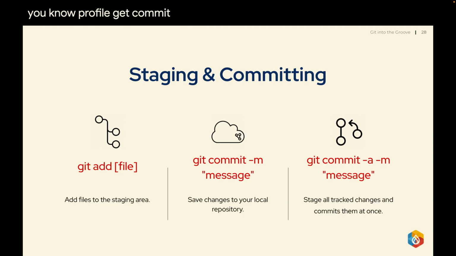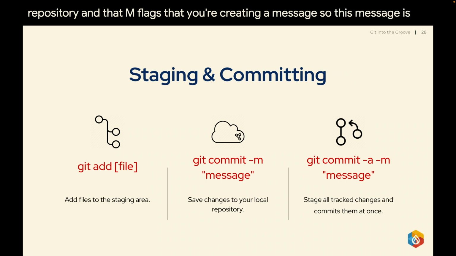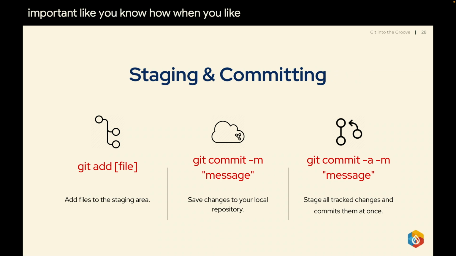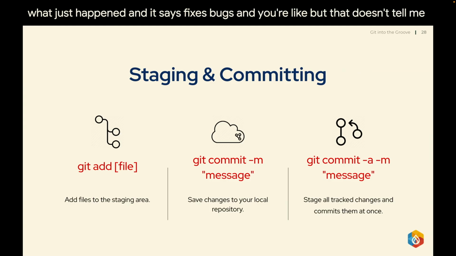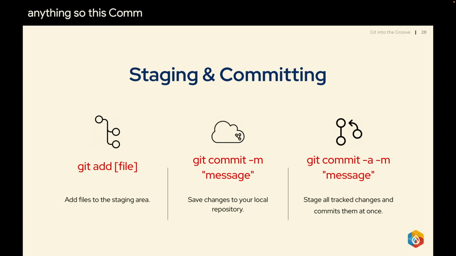Git commit -m is saving your staged files to your local repository, and that m flags that you're creating a message. So this message is important. Like, you know how on your iPhone, you ask what just happened, and it says fixes bugs. And you're like, but that doesn't tell me anything. So this commit message is where you can tell people who are looking at your changes what exactly you did.